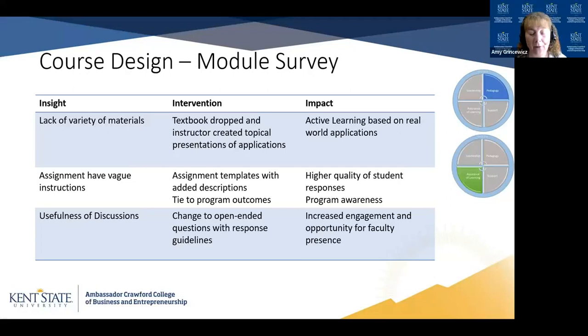We were getting a lot of feedback from students about the lack of variety in some of the courses that were very textbook heavy. When we were using textbooks and the textbook platforms, which are really great materials to use, the students wanted more.